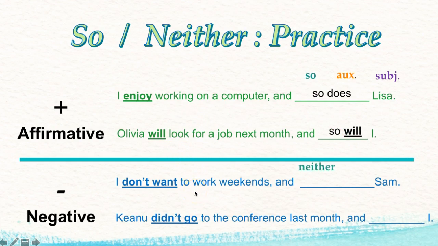The next one, don't forget about the word order. I don't want to work weekends, and neither does Sam. Good job. And the last one: Keanu didn't go to the conference last month, and neither did I. Good job. You want to use the same auxiliary in the past tense. Very good. Okay, let's move on and look at some examples of conversation.